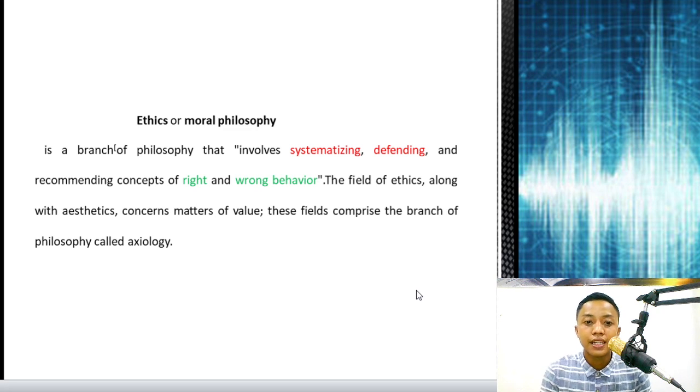Yan po ang ating ethics and moral philosophy. Talaga po ang ethics ay may sistema po talaga siya na dapat nating systematizing po talaga siya. Malalaman po talaga natin kung ano ang karapat-dapat because it has a system.